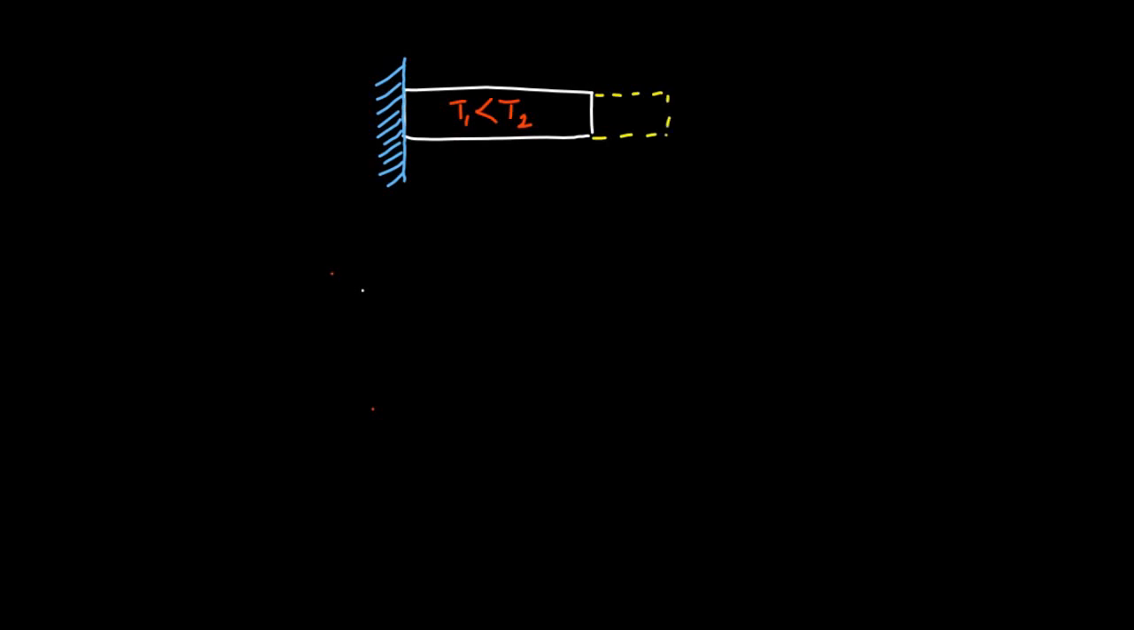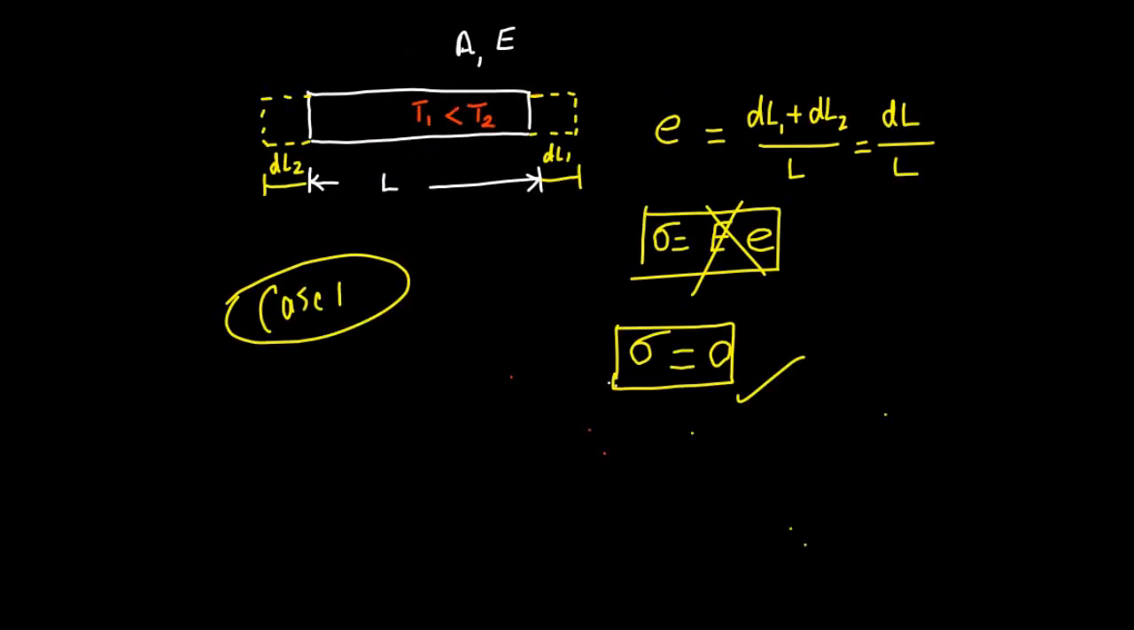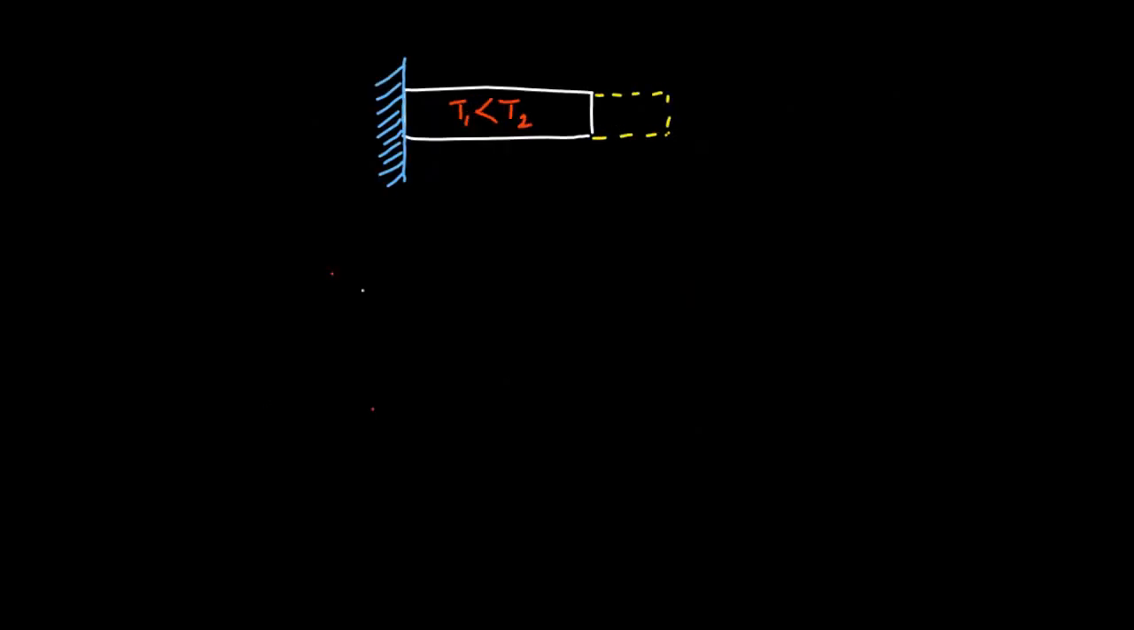In the previous case, in case 1, the expansion is dl1 plus dl2. What about the expansion in case 2? In case 2, the expansion is still going to be dl1 plus dl2, which means that whatever expansion you are preventing on the left hand side, because there is a fixture on the left hand side, that expansion is produced on the right hand side. So still the expansion is going to be dl1 plus dl2.